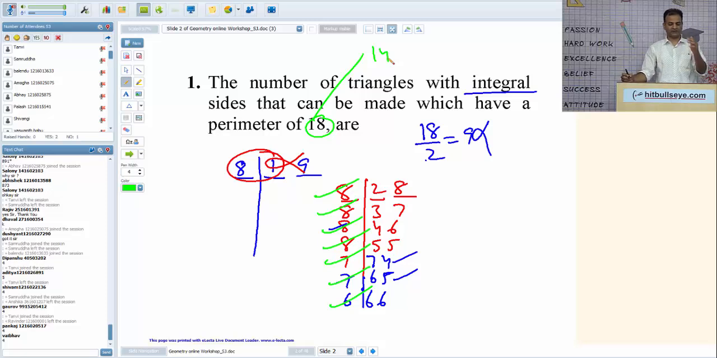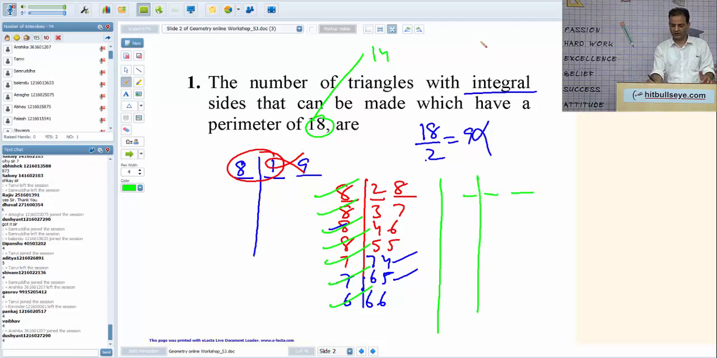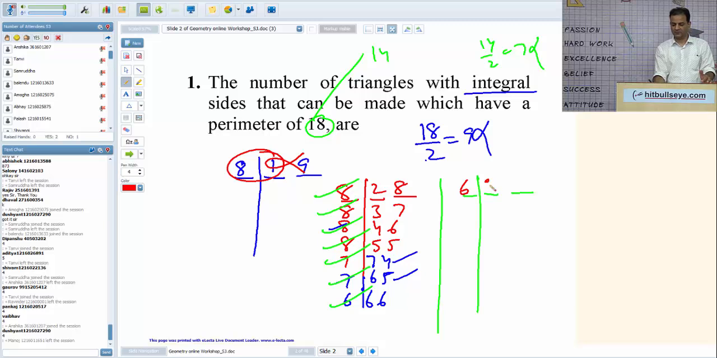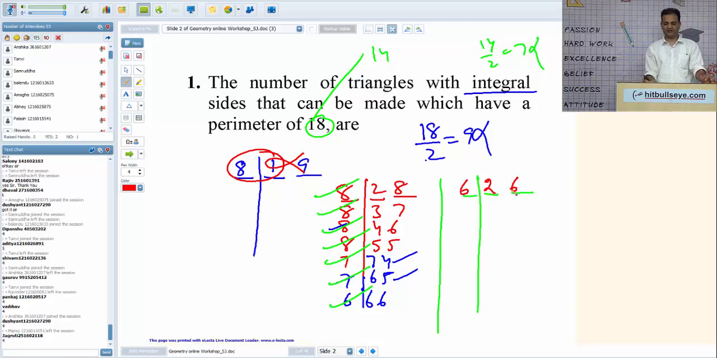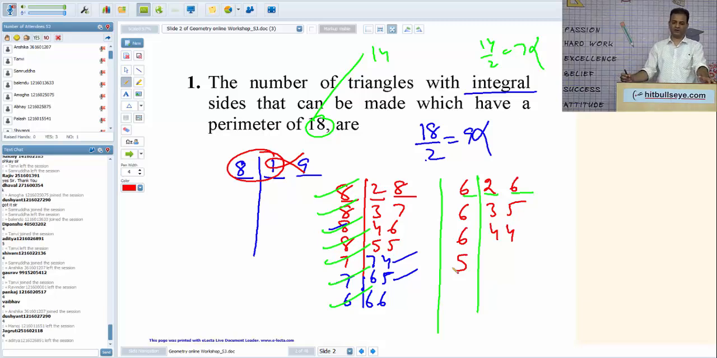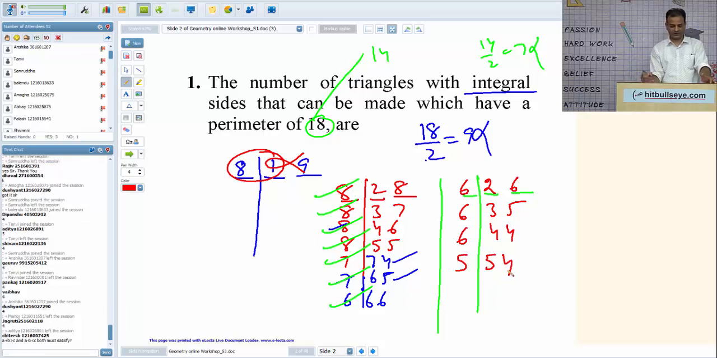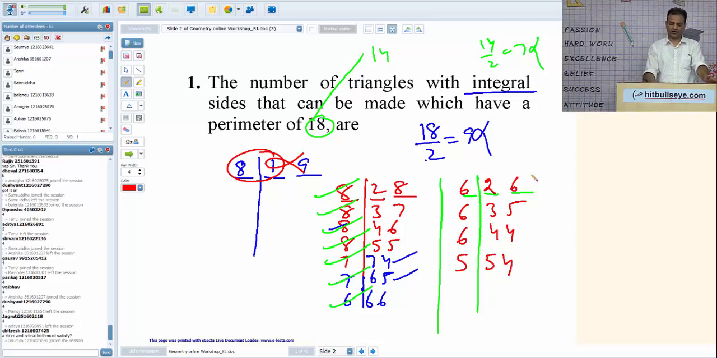Most of the students are giving answer 4. What are those 4 options? Sum of any two sides. If I write 14 by 2, which is 7, 7 can't be there, so I will write 6. 2 plus 6 is 8. 1 and 7 can't be there. 3 plus 5 is 8, and 4 plus 4 is 8. After that I can write 5, and now the remaining sum should be 14. 9, because for 14, 9 should be there. So only a single case will be there, 5 and 4. Clear? Only these 4 triangles will be there.